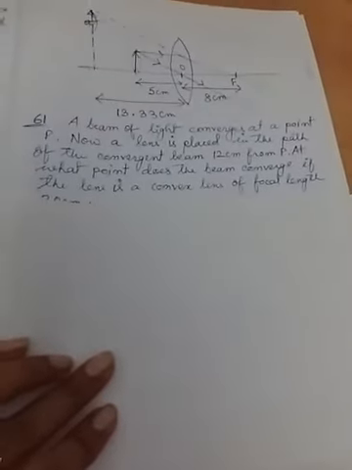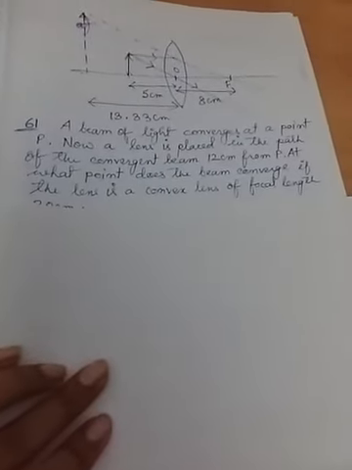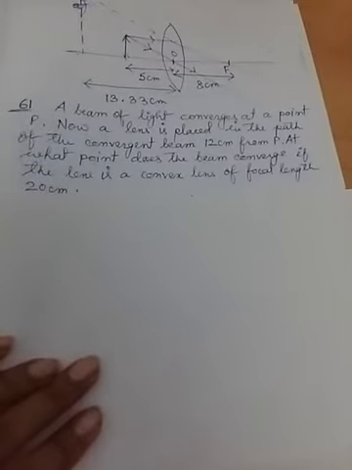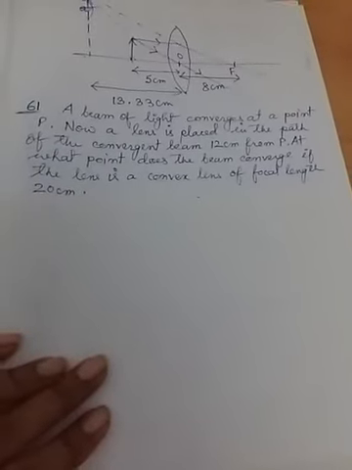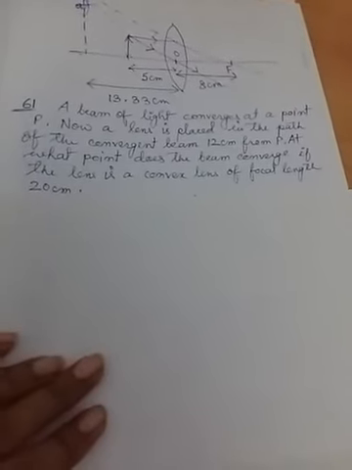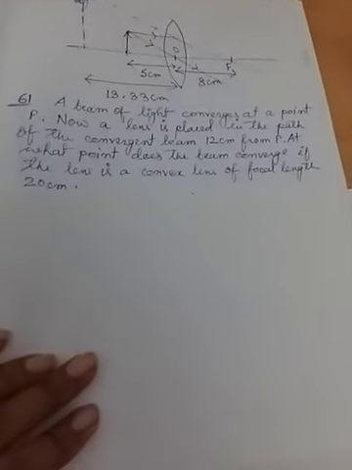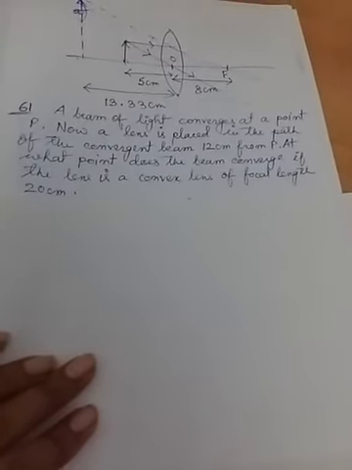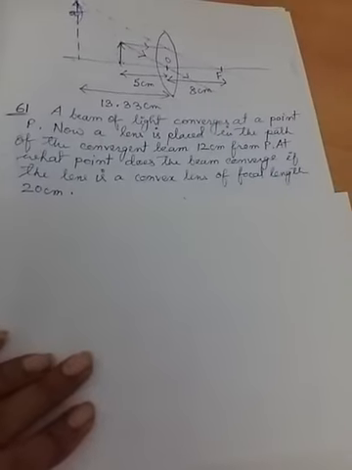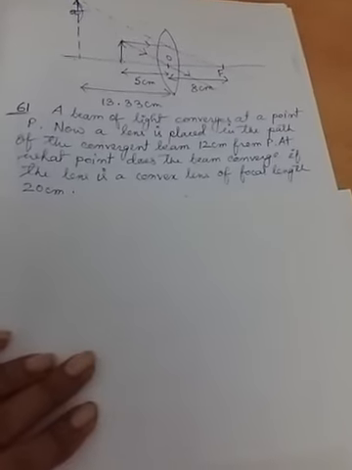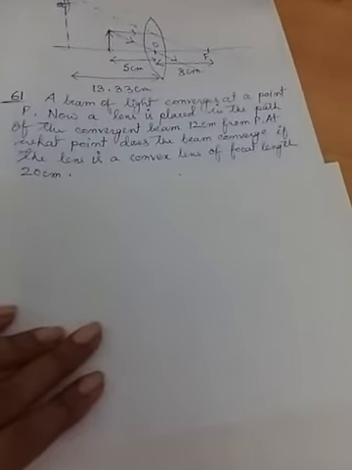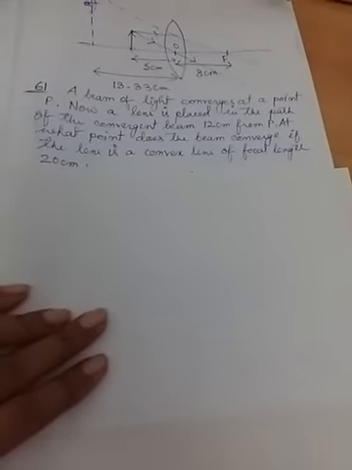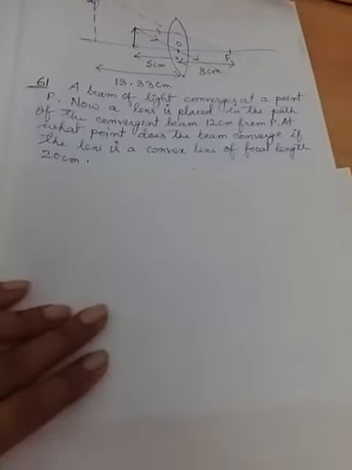So now we take the second example, question number 61. A beam of light converges at a point P. Now a lens is placed in the path of the convergent beam 12 cm from P. At what point does the beam converge if the lens is a convex lens of focal length 20 cm?